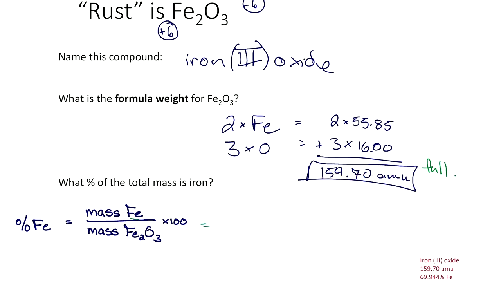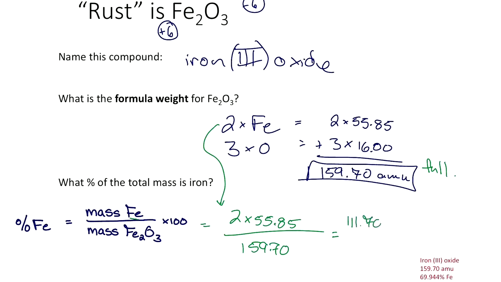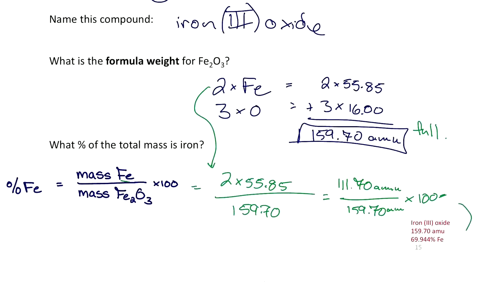So in this question, it'll be the mass of the iron in this sample. So remember, there's 2 iron atoms. So it's 2 times 55.85 divided by that 159.70 number we just got. And so the mass of just the iron atoms is 111 AMU. We divide by the total mass, so I'm just working this out. And then times 100 to make it a percentage. And we see that the answer is in the corner over here.